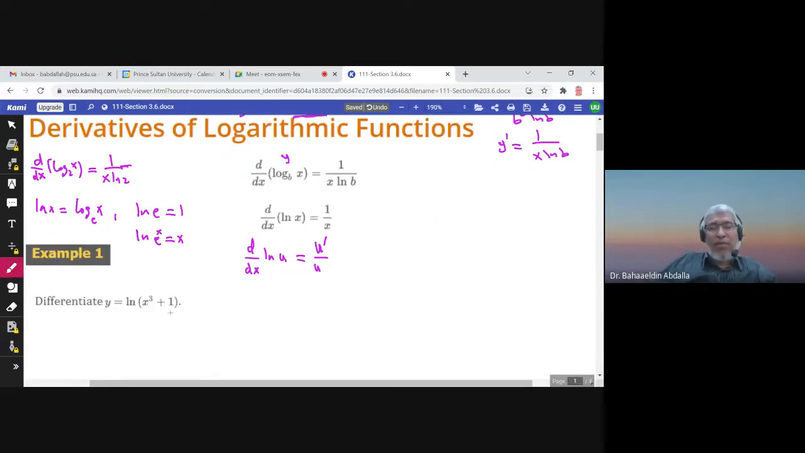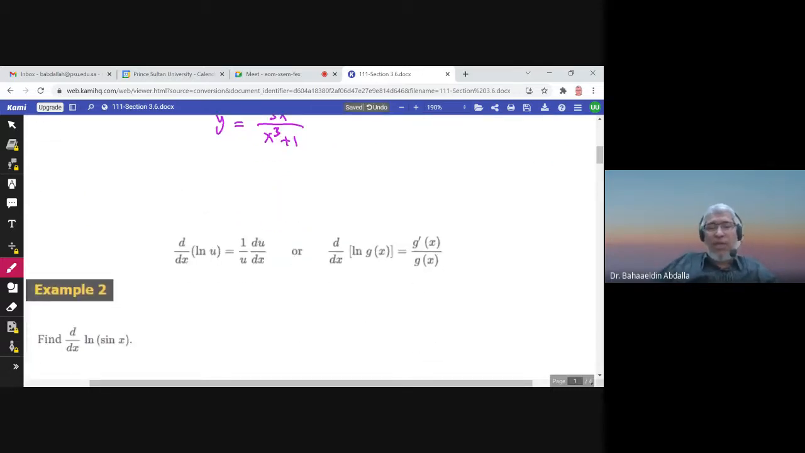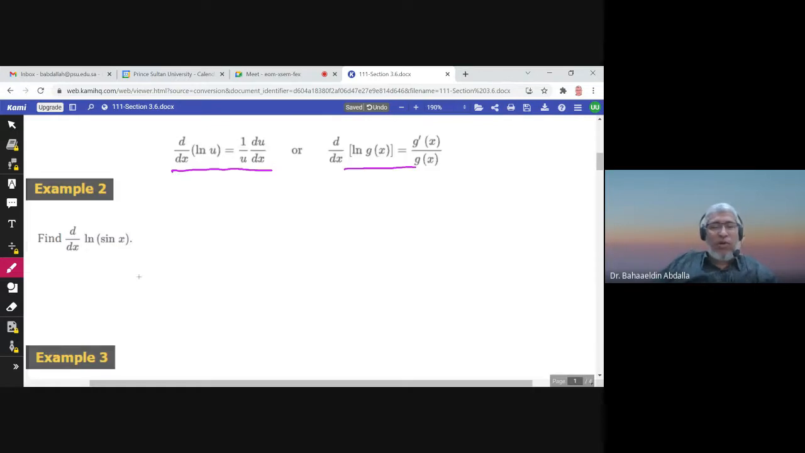So for example, find the derivative of ln of x cubed plus 1. We use this formula, and y prime would be 1 over x cubed plus 1 times the derivative of x cubed plus 1, which is 3x squared. And here is the chain rule: if you write u as g of x, whether you write it g of x or u, the derivative would always be g prime over g or u prime over u.